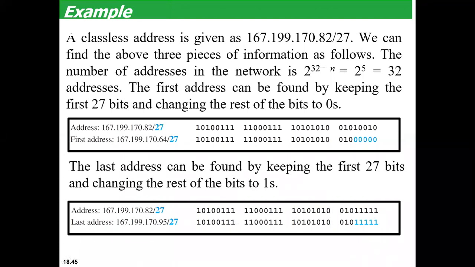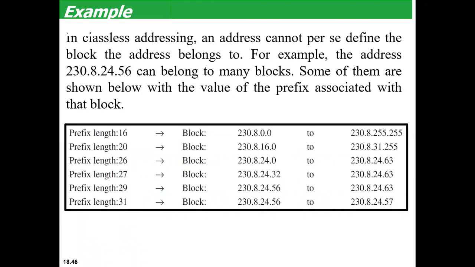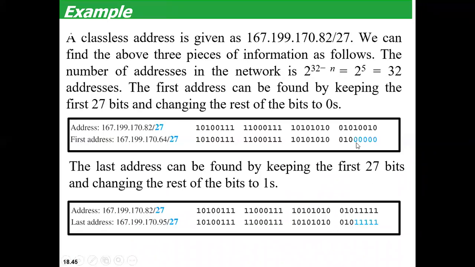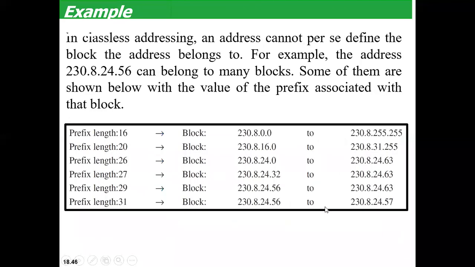Fine. Next we will discuss something called network addressing. But before this, let me also tell you about something called mask. This is another way of finding the first address and the last address in any given block, by using an address mask.